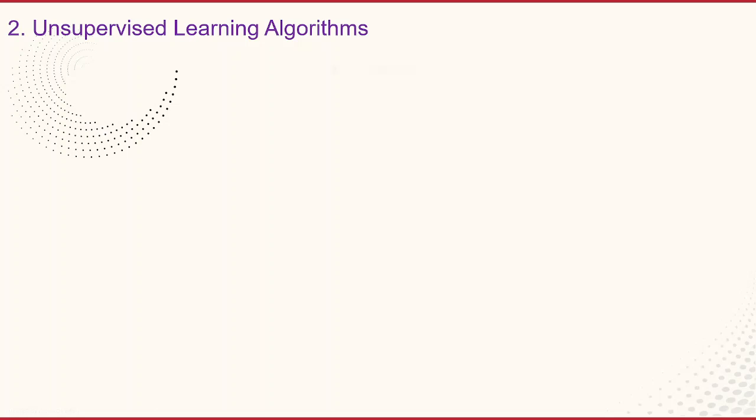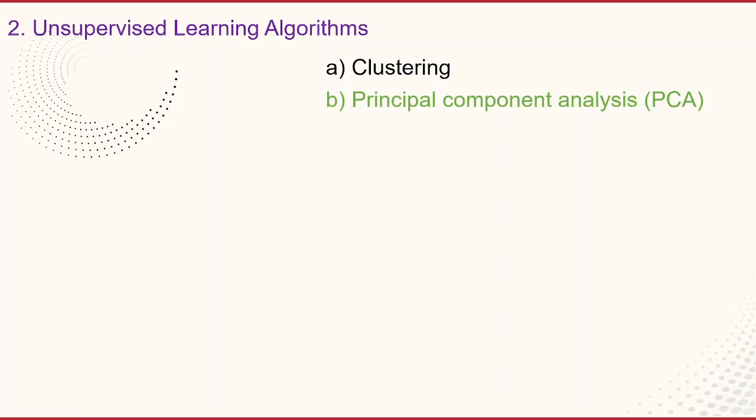One is clustering. This algorithm groups similar data points together based on their similarity in the feature space. It is often used for customer segmentation or image segmentation. Next one is principal component analysis, that is PCA. This algorithm reduces the dimensionality of the data by projecting it onto a lower dimensional space while preserving as much of the variance as possible. It is often used for feature extraction or data visualization.